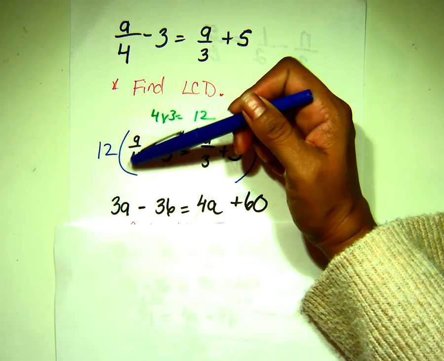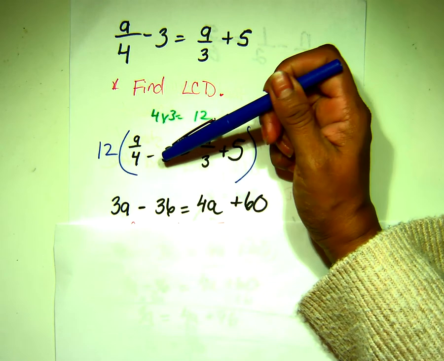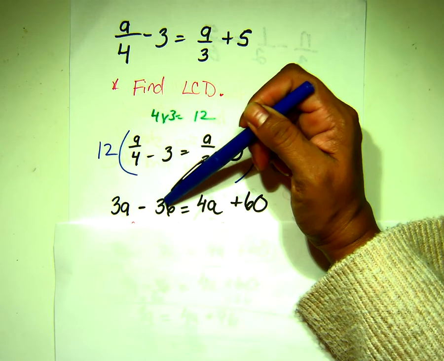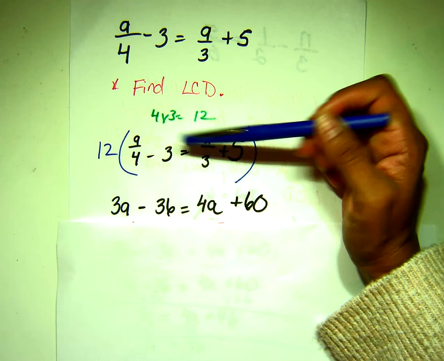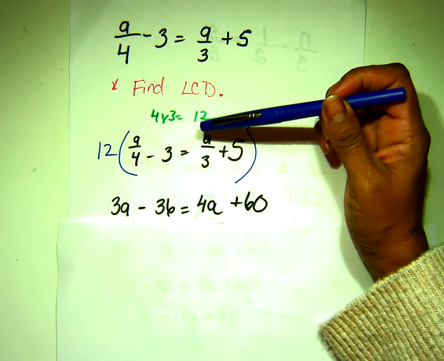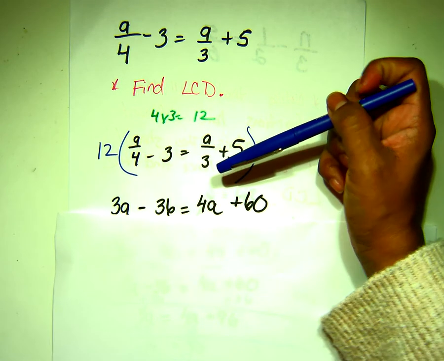So I know 4 can go into 12 3 times. 3 times a gives you 3a. 3 times 12 gives you 36, so I brought down 36. Bring down your equal sign. 3 can go into 12 4 times. 4 times a gives you 4a. And 12 times 5 gives you 60.